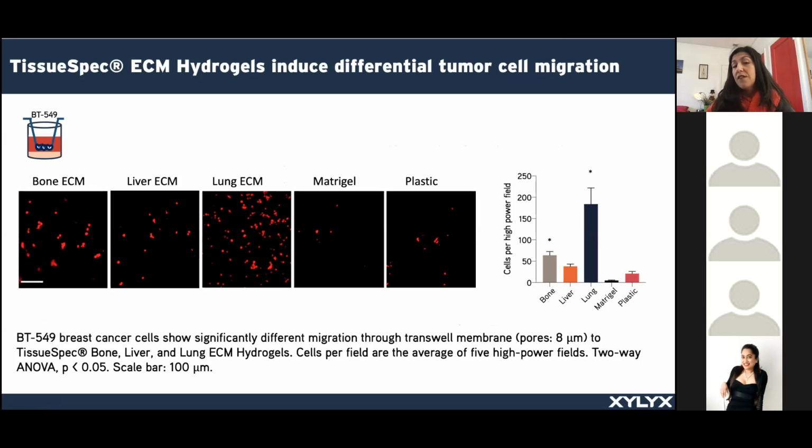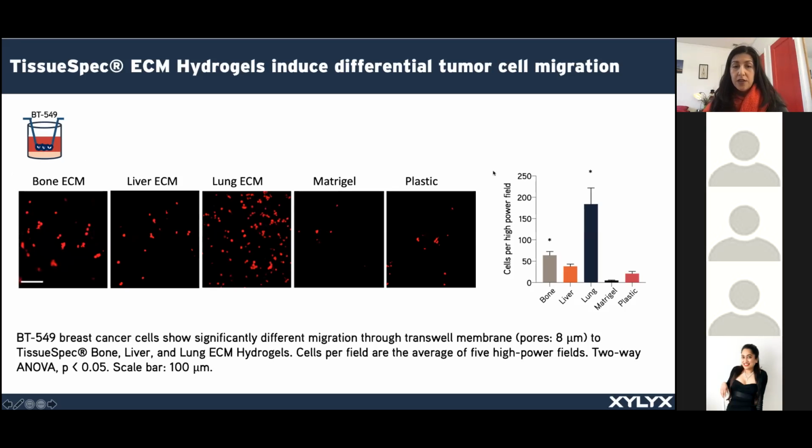Cell migration and cell invasion are also important events in metastasis. In this experiment, the same breast cancer cells, BT549, were seeded into the upper chamber of a transwell, as you can see here in the schematic, while a thin gel of bone, liver, or lung was placed at the bottom well. Then we waited for 24 hours to see how these cells would migrate through these hydrogels. And we used Matrigel and also plastic as our controls.